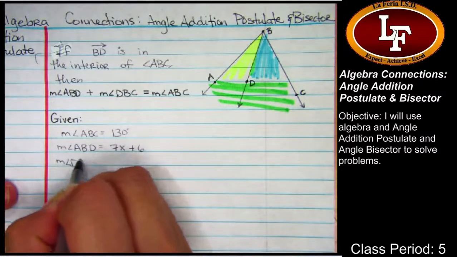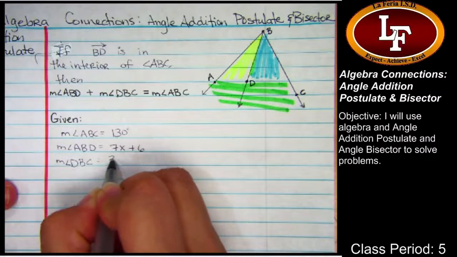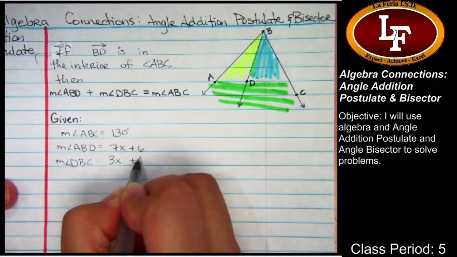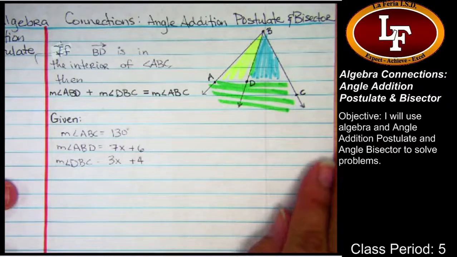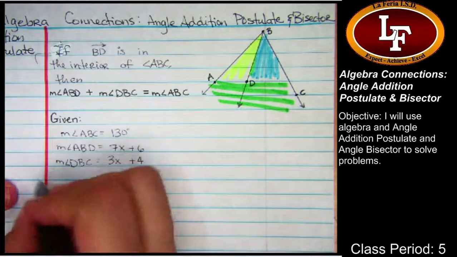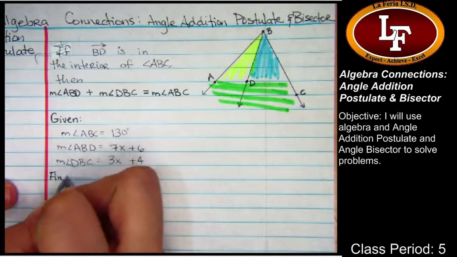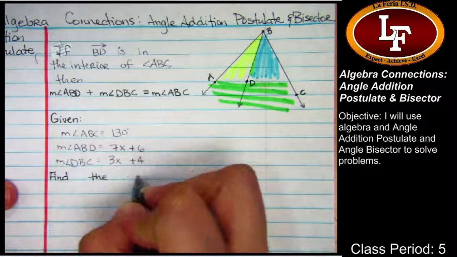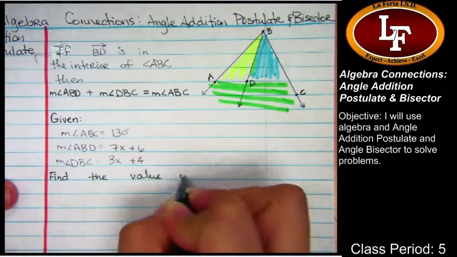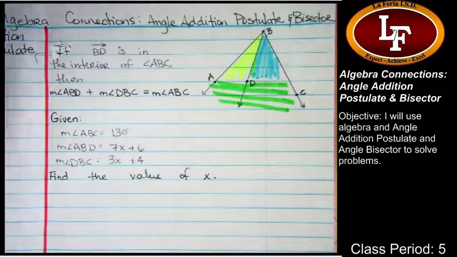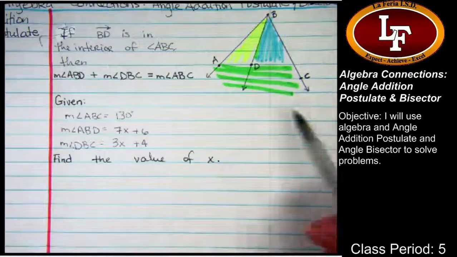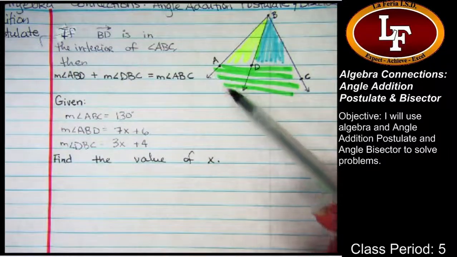Measure of angle DBC equals 3x plus 4. All right, there it is. And then the directions are going to say, find the value of x. I'm going to scoot it up to cover the picture a little bit, but please remember that this whole thing is going to be referring back to this picture.